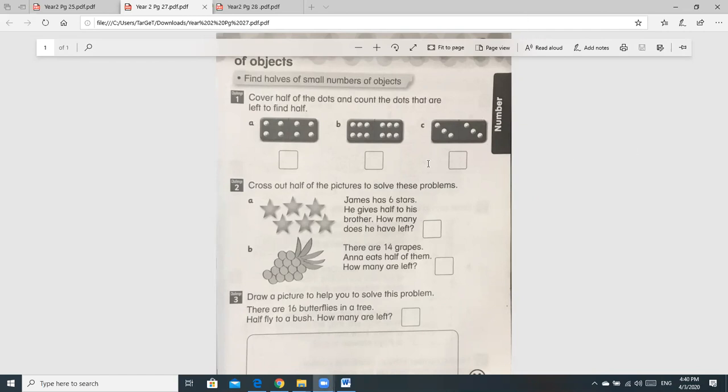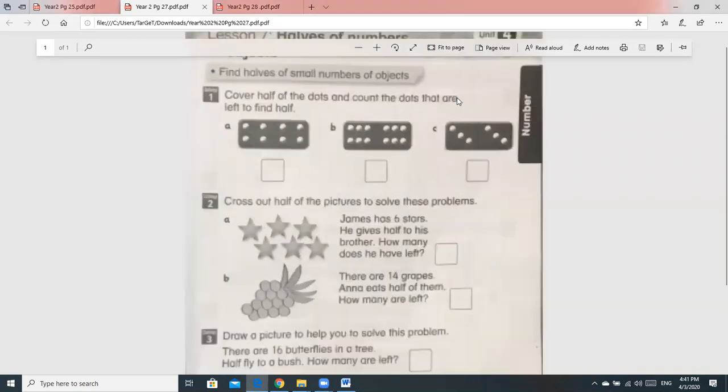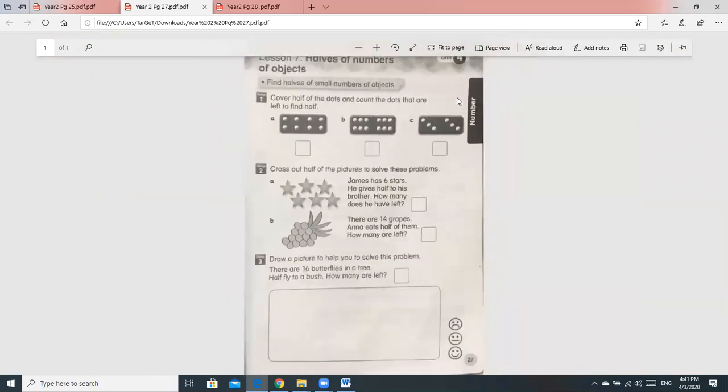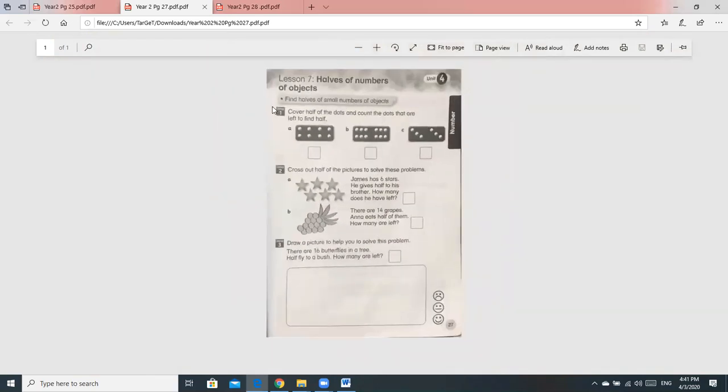Okay, this lesson is called what? Halves of number of objects. We want to know the half of an object. We know half of shapes. Now we want to know half of objects.